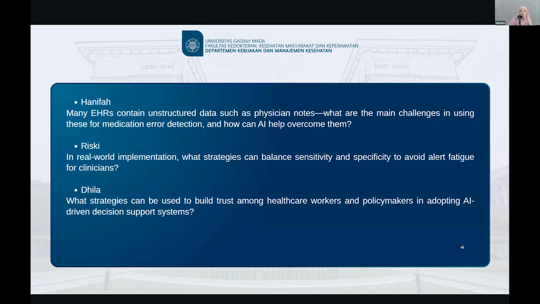But you asked, how can AI help overcome them? By the way, it depends on the acceptance rate. Sometimes even if your model is pretty good and the acceptance rate is high, there's one problem.